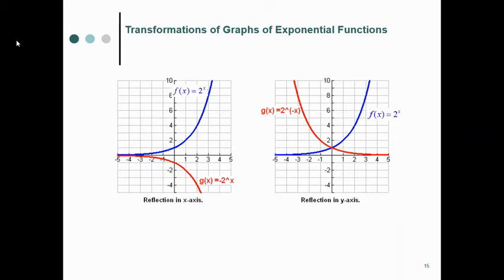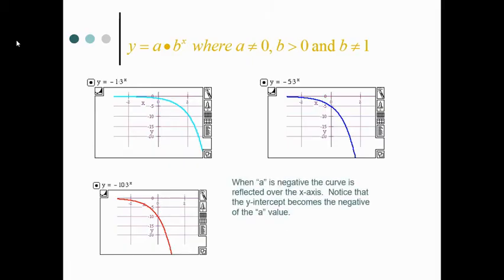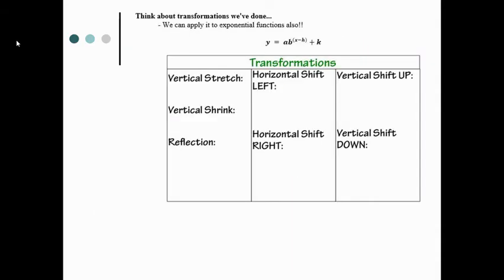Here we have the transformations of graphs of exponent functions. So if you put a negative in front of your base, you get a reflection over the x-axis. If you have a negative with your exponent, you get a reflection over the y-axis. Okay? So here's one graph that shows a reflection over the x-axis for 3 of these. So where A is negative, the curve is reflected over the x-axis. Notice the y-intercept becomes the negative of the A value. So -1, -5, or -10.